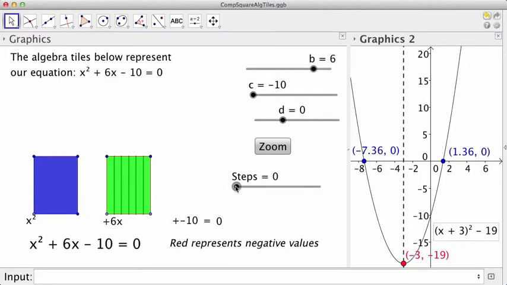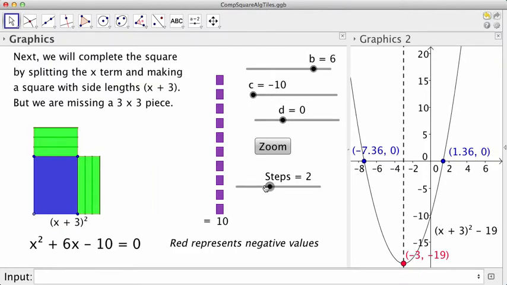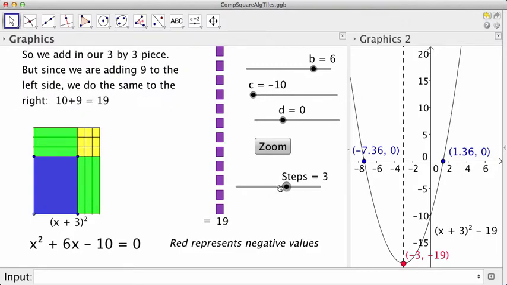Okay, so let's quickly step through the completing the square process. So we first added 10 to both sides, then we formed the x plus 3 squared, then we filled in the missing pieces by adding 9 to both sides, so we end up with x plus 3 squared is equal to 19. So you notice the relationship here that we have x plus 3 squared is equal to 19, and here we have x plus 3 squared minus 19.